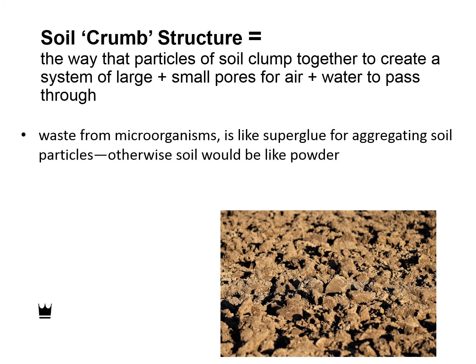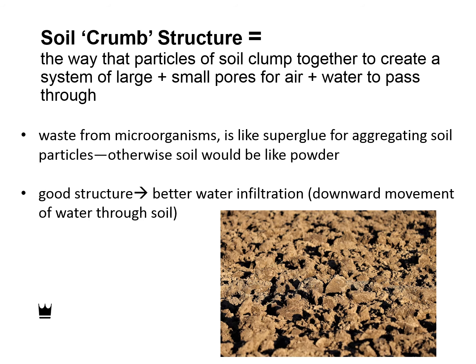Soil structure refers to the way that particles of soil clump or aggregate together to create a system of large and small pores for air and water to pass through. Clumping or aggregation is often the result of waste from organisms, which acts like a superglue for aggregating the soil particles. Otherwise, the soil would be like powder. Good structure increases water infiltration, the downward movement of water through soil.